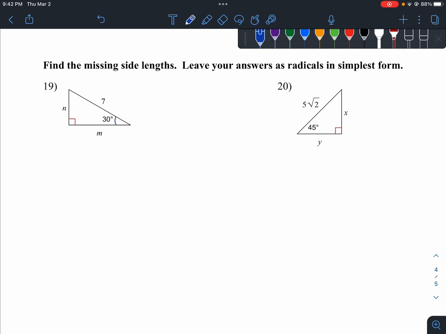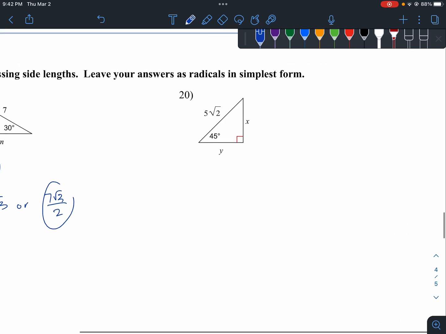So this is 30 degrees and this is 45 degrees. Okay, so that means if this is a 30-degree angle, this is the shortest side, and this right here is double that. So N has to be equal to half of that, so 7/2. And M has to be equal to 7 divided by 2 times the square root of 3. Or you can write this as 7 square root of 3 divided by 2. Okay, so those are the values there.